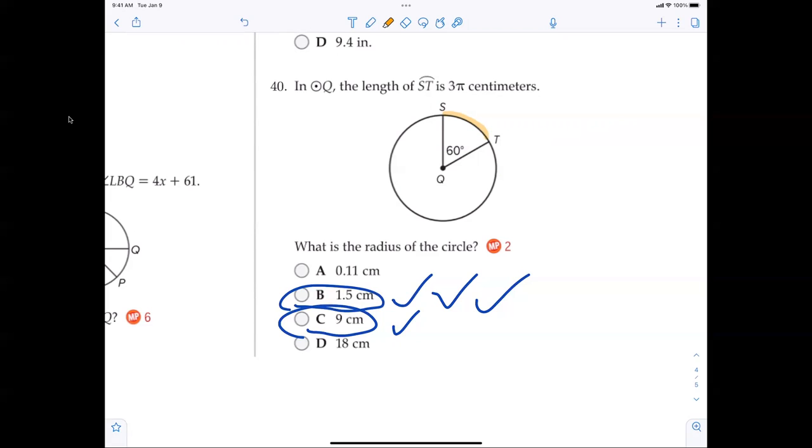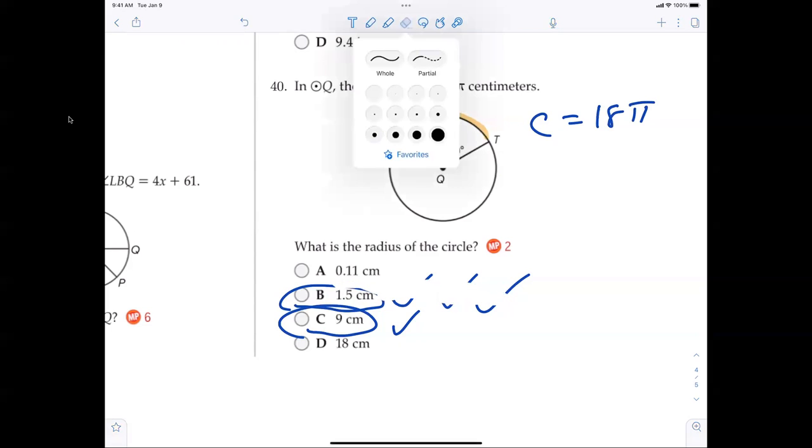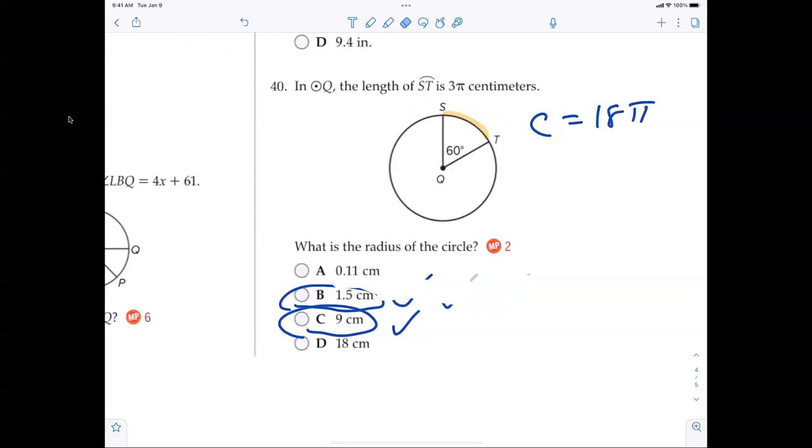All the way around the circle is 18 pi. How do I know that? 60 degrees is what? 1/6. Come on, guys. Everybody should be able to do that. I don't care about the formula. The circumference of that circle had to be what? 18 pi. So the radius would obviously be what? 9. Right? Everybody okay with that now? Lexi, is that good? Yeah.